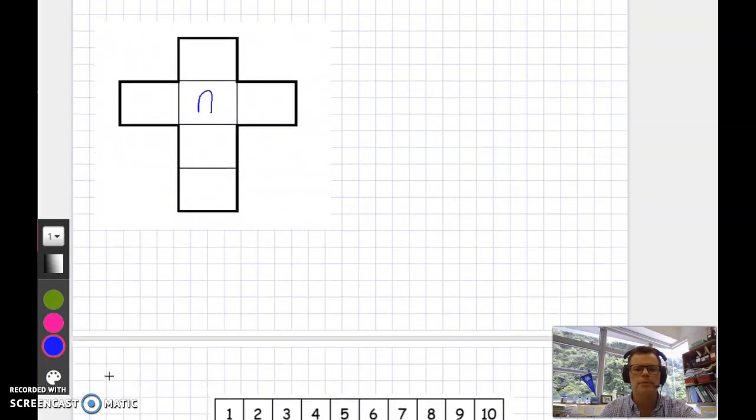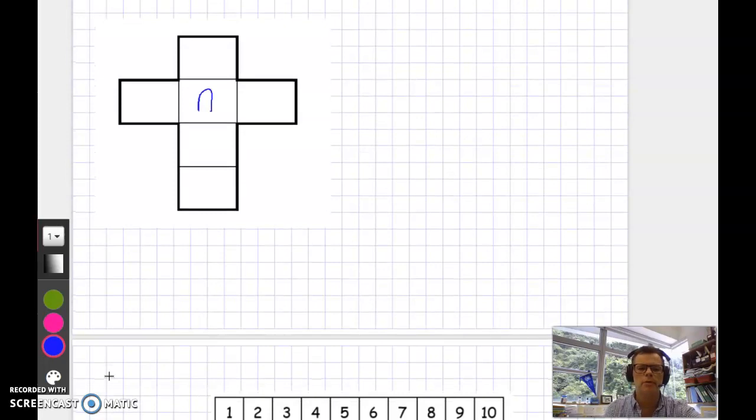And in this question, if I call the number in the middle n, can you tell me what the entries in these positions would be in terms of n? So try and write those, and then try and write the total for that cross in terms of n if you can.